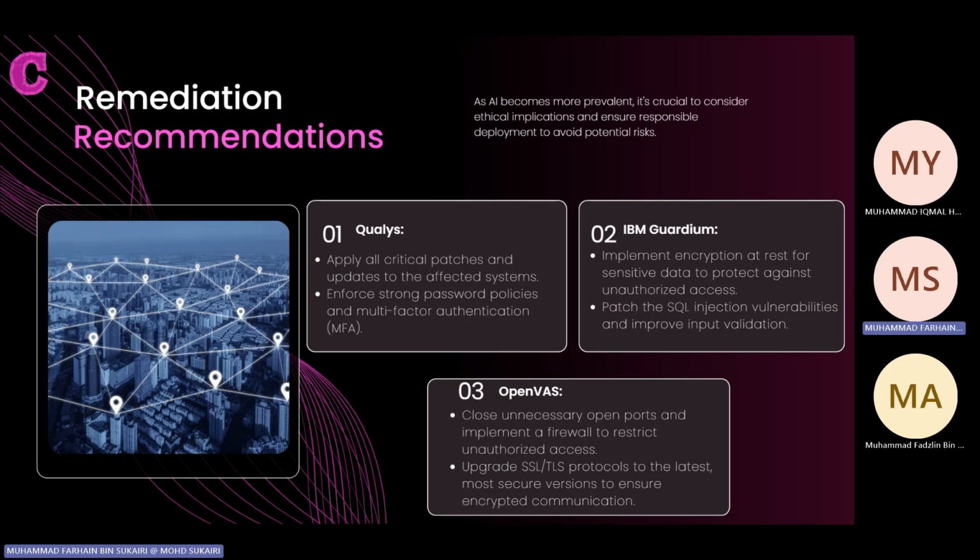The last one is OpenVAS. For the network vulnerabilities identified by OpenVAS, closing unnecessary open ports is a priority. And then installing a firewall will restrict unauthorized access, and upgrading the SSL or TLS protocols to their latest versions is crucial to ensuring secure communication and protecting the sensitive data from man-in-the-middle attacks.